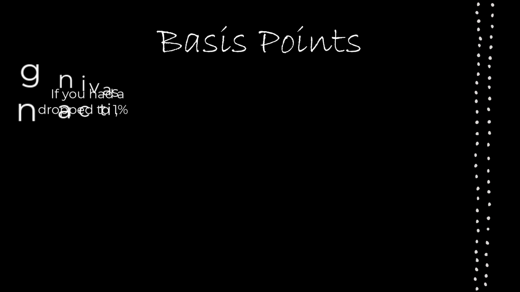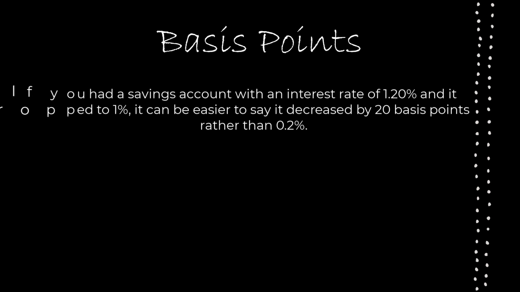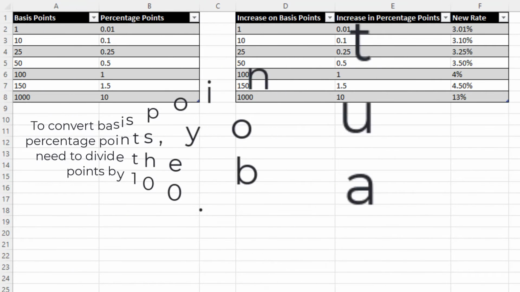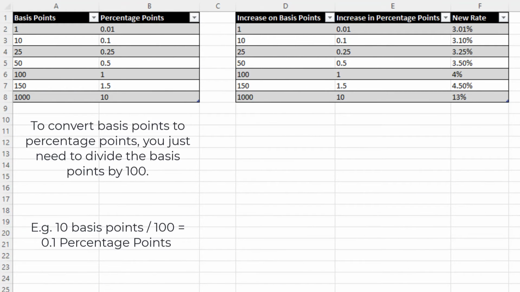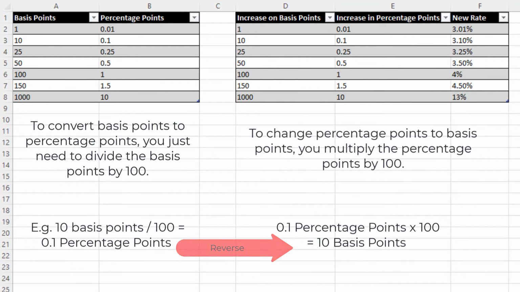Basis points are also convenient to use when explaining smaller changes in percentages. For example, if you had a savings account with an interest rate of 1.20% and it dropped to 1%, it could be easier to say it decreased by 20 basis points rather than 0.2%. To convert basis points to percentage points, you just need to divide the basis points by 100. Alternatively, to change percentage points to basis points, you multiply the percentage points by 100.